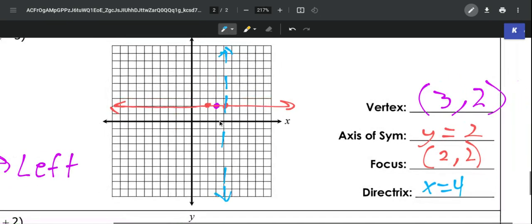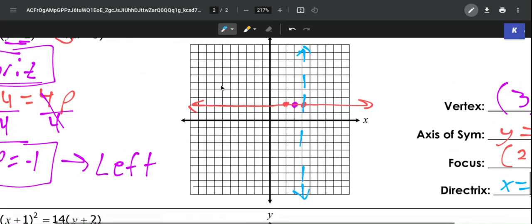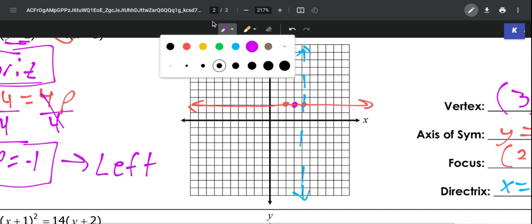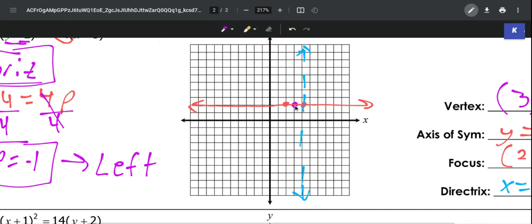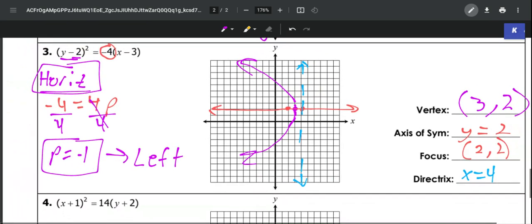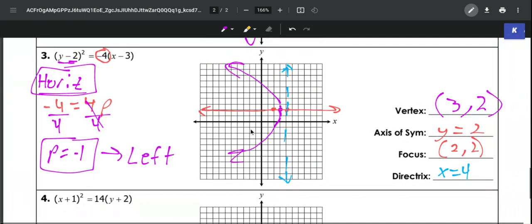And now we have everything we need. We just have to sketch this parabola. So our parabola is going to go through this purple point here, which is the vertex, and it's going to open up left. So it's just going to look something like this, which I guess it needs to be connected. Yeah. So it's just going to look something like that. It doesn't have to be exact. If you just do it like I did it there, you would be fine.